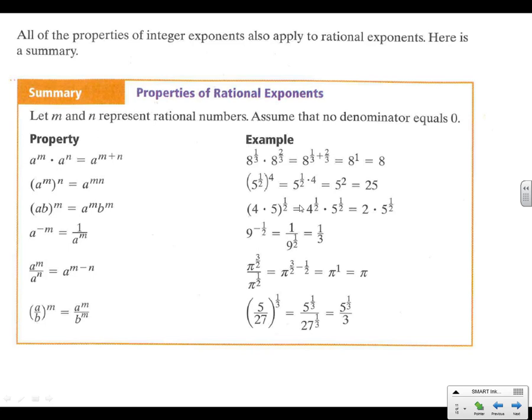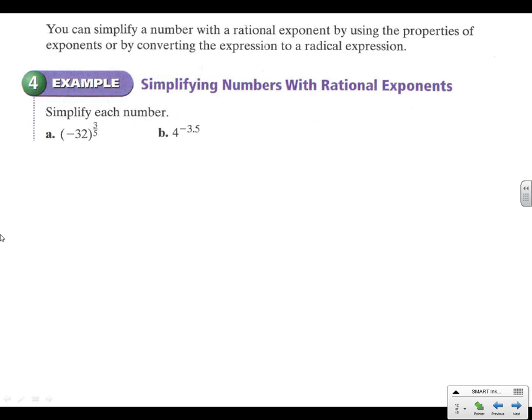4 times 5 to the 1/2 is 4 to the 1/2 times 5 to the 1/2. Negatives mean flip over. 9 to the negative 1/2 is 1 over 9 to the 1/2. And we can subtract if we're dividing, right, to subtract the exponents. And then lastly, we're going to distribute into the numerator and the denominator if we have a fraction with an exponent on the outside. So, got to remember all those things. Let's try 4A and B.